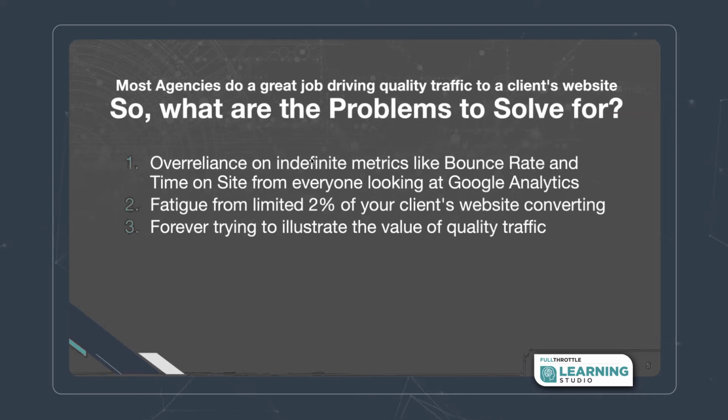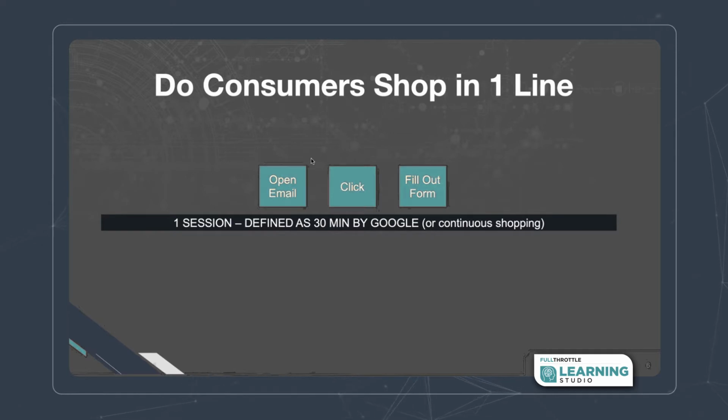Now, most agencies do a great job driving quality traffic to a client's website. So what are the problems we're trying to solve for? Three key things. One, an over-reliance on indefinite metrics like bounce rate, time on site, form submission, click to calls. Everyone looks at Google Analytics and everyone relies on these things. However, there is fatigue from that, as well as the limited 2% of your client's website that is often converting. We are forever trying to illustrate the value of that quality traffic, and it is really tough. And that's why we're here to talk to you about Full Throttle.